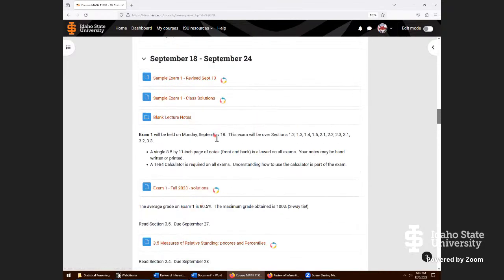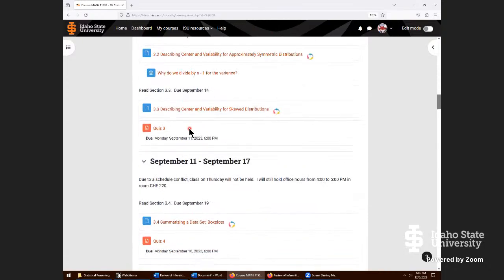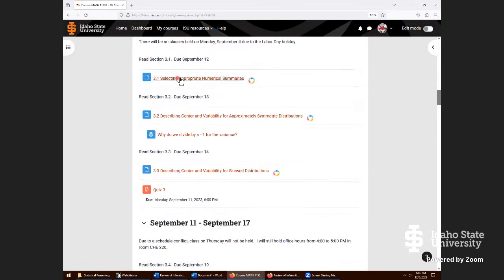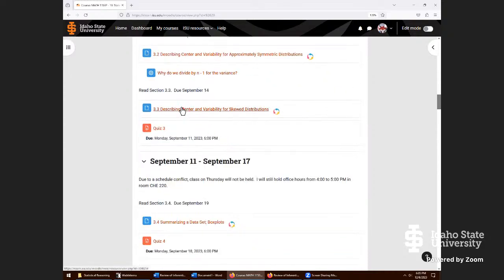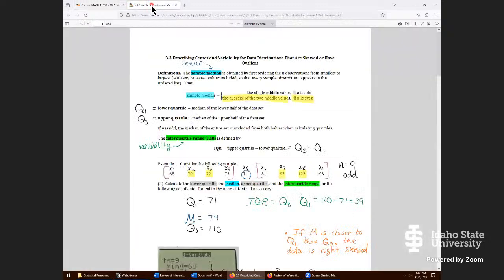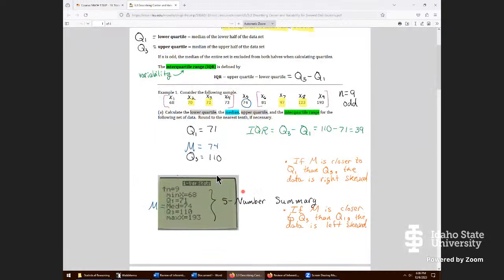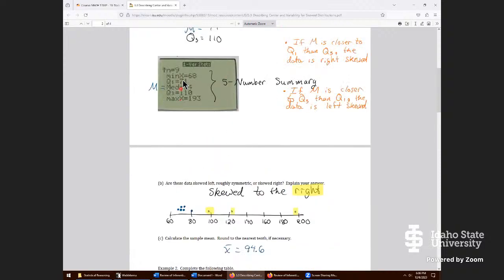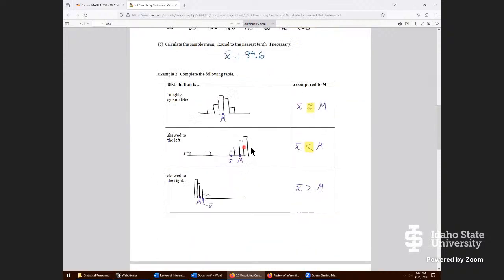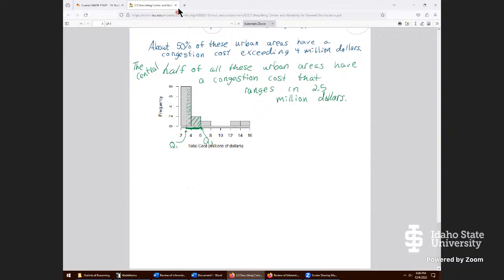Chapter 3 is kind of an interesting section. Big takeaway of chapter 3 is when we were first putting information to a calculator, we were calculating things like the sample mean, sample standard deviation. And so you could expect to see a problem, say, doing stuff along the lines of describing center and variability for skew distributions. Something like the 5-number summary would be something you would be expected to do. You might have to do next down here.